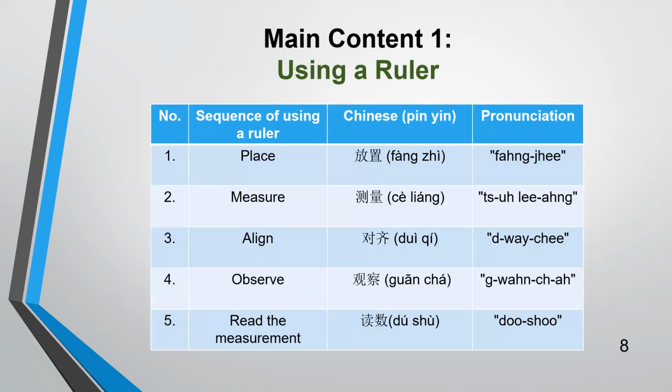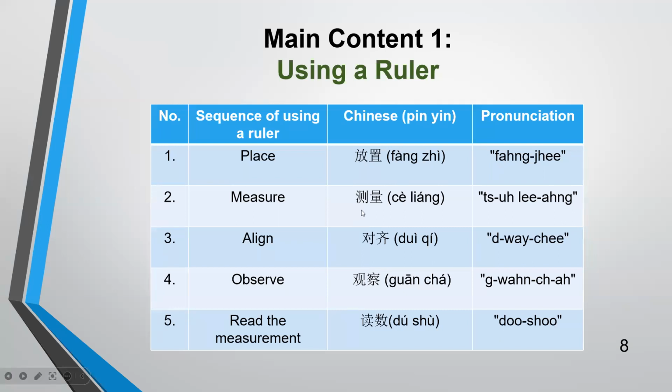Second would be the general sequence of using a ruler. The first step is to place the ruler. To place, we say 放置. 放, we can start with the F sound, like fu plus ang, 放. Then Z, 放置. Okay, to place, correct.